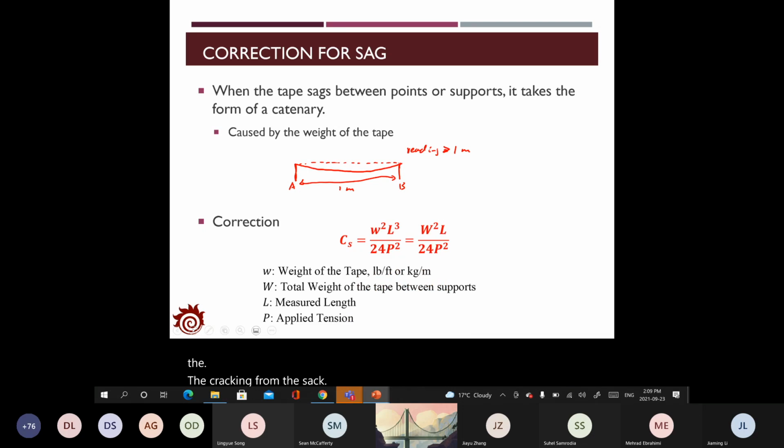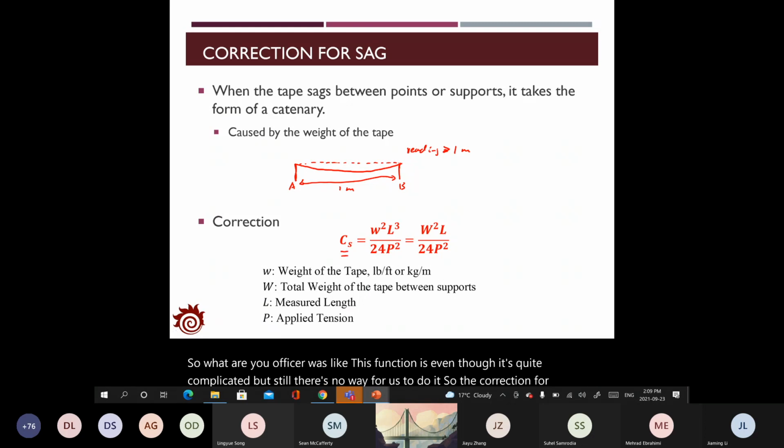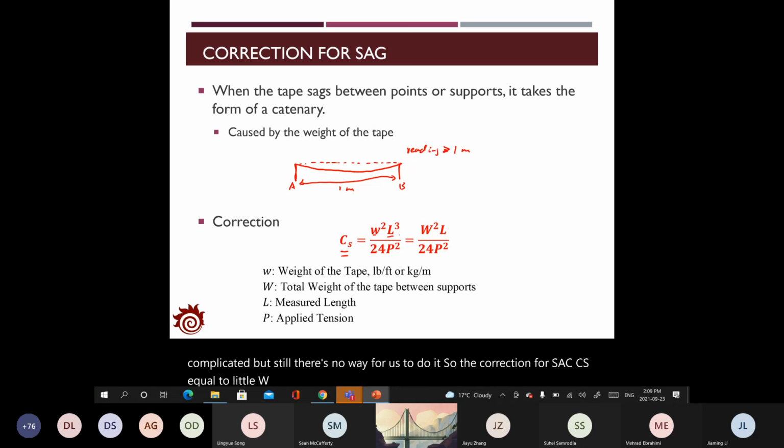What you will observe is this function. Even though it's quite complicated, there's still a way for us to do it. The correction for sag, CS, equals little w squared times L cubed divided by 24 times P squared. And it also equals W squared times L divided by 24 P squared.